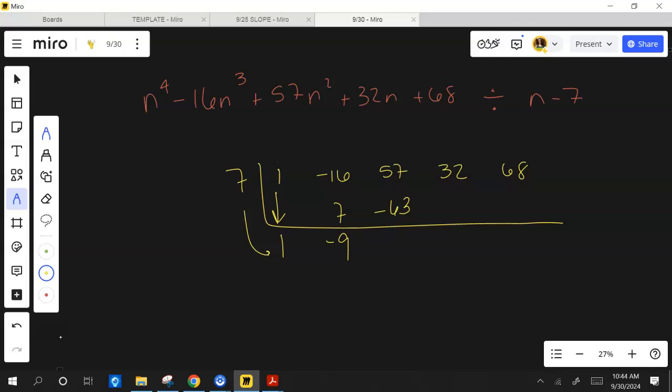And multiply. And add. And multiply. Okay. What do you get? Negative 6. Multiply. Positive. Oh, it's negative. Multiply.